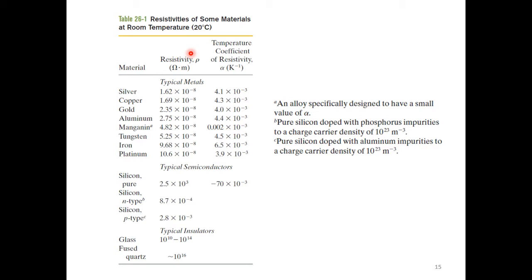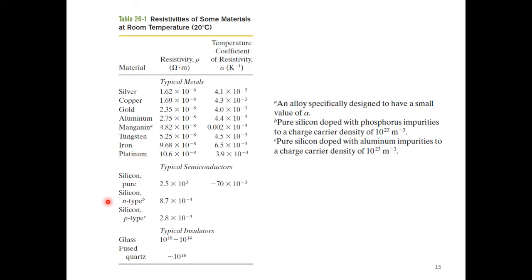So this is a table about the resistivity of some materials at room temperature. For the upper part, you can see some of the metals. You can see silver, copper, and gold, which have quite small resistivity compared with the others.